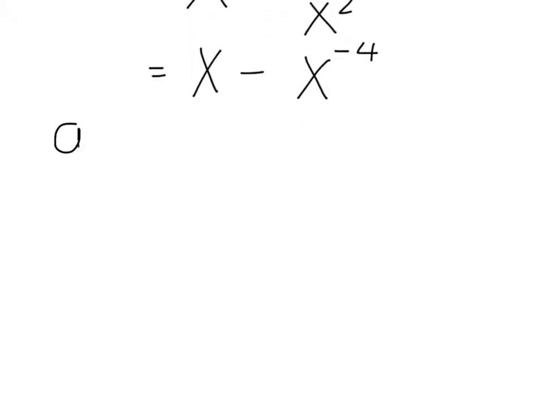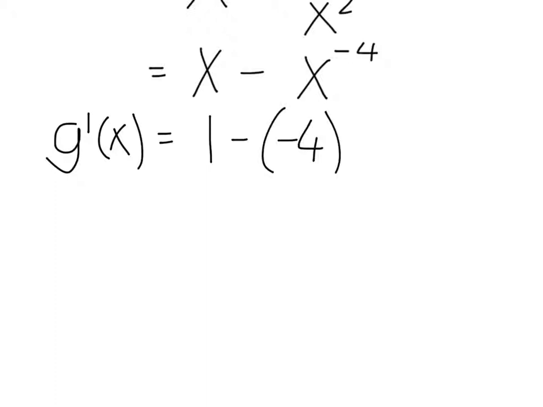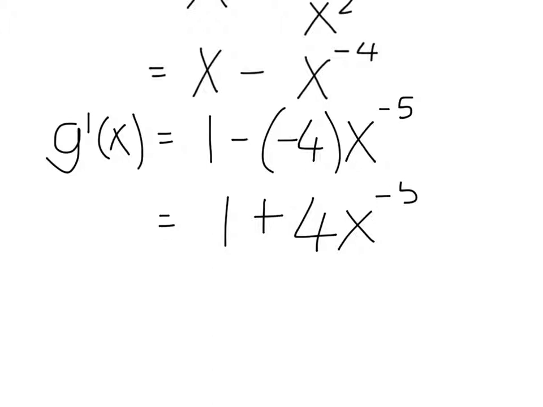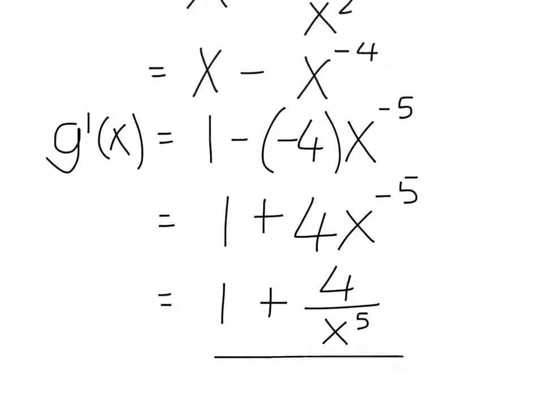So our next line is g dashed of x. Differentiate x gives us 1. Then it's take away, and then bring the power minus 4 down to multiply. It gives us minus 4x, and then subtract 1 from the power, gives us minus 5. So that's 1 take away negative 4, which is 1 plus 4 x to the power minus 5. And then leaving our answer with a positive index gives us 1 plus 4 over x to the power of 5, which is our final answer.